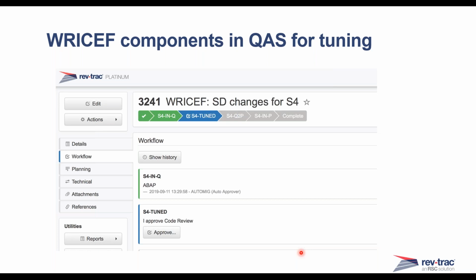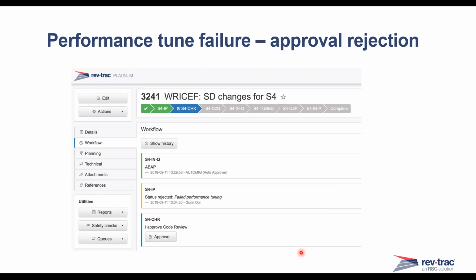Now, in this particular case, the performance tuning failed, and so this was, once again, rejected. Now, each time you do sign off an approval or a rejection in Rev-Trac, you can see that there's an audit trail. This was rejected by Gun Ui. It was rejected at 13:34 on the 11th of September. So a full audit trail exists in here, so we can go back and understand what's been happening as well.